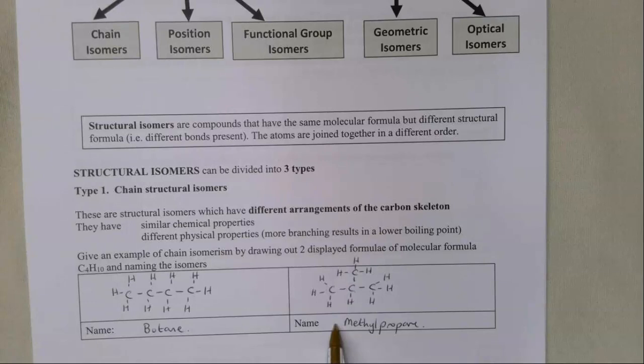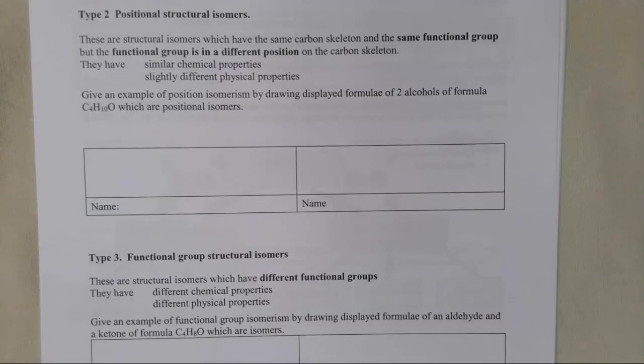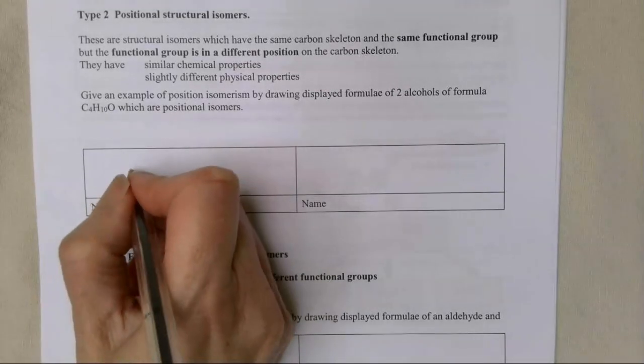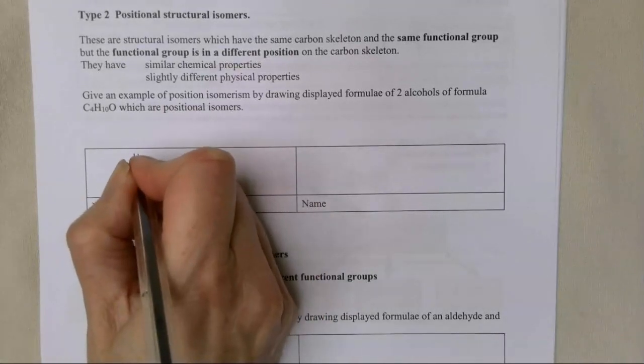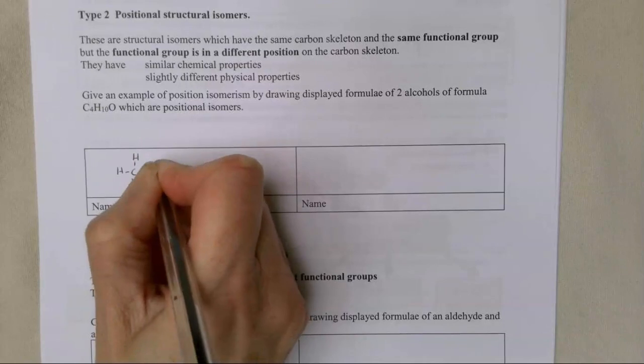Notice I don't need the number 2 on there because there's only one place for that methyl group to go. If the methyl group goes on this first carbon, it would be back to butane. So that's chain isomerism. So the second type of isomerism we can have is positional structural isomers. So this is where the functional group is in a different position on the carbon skeleton. So we've got the same carbon skeleton but a different position for the functional group. So for example, if again I take my 4 carbons, and I'm going to keep it nice and simple, I'm going to keep them in a straight chain, no branched molecule.